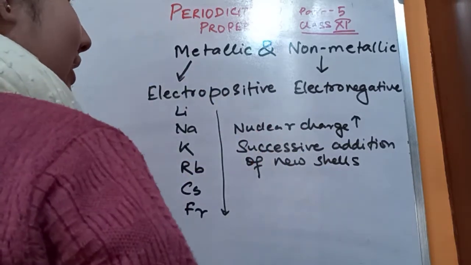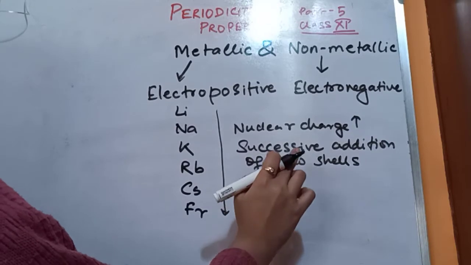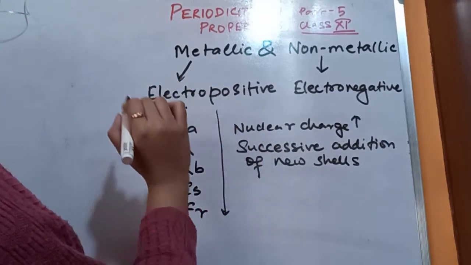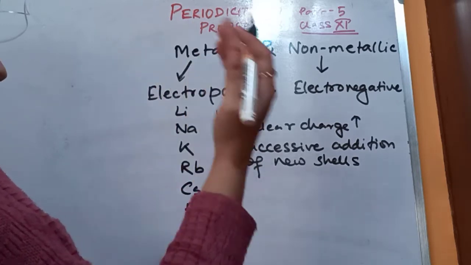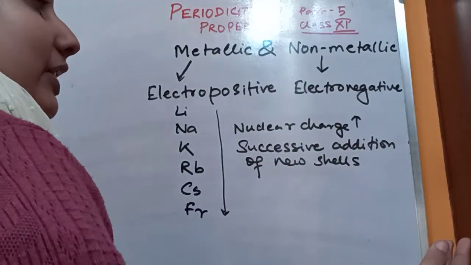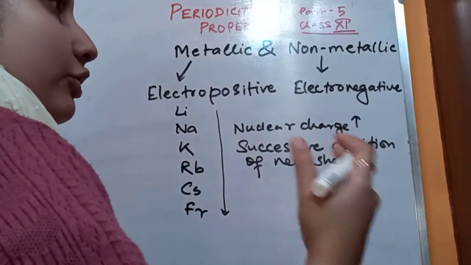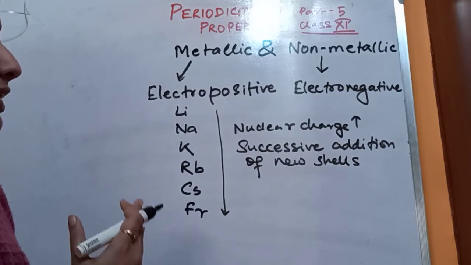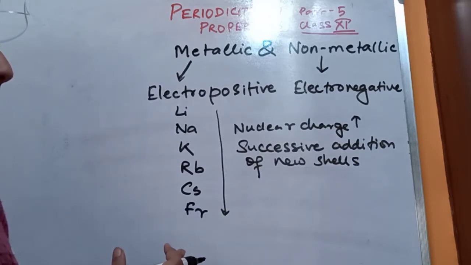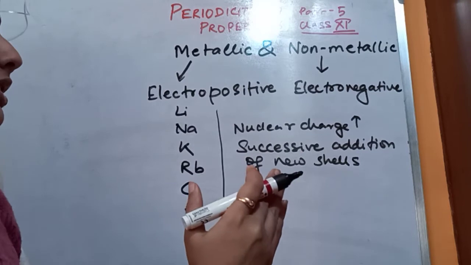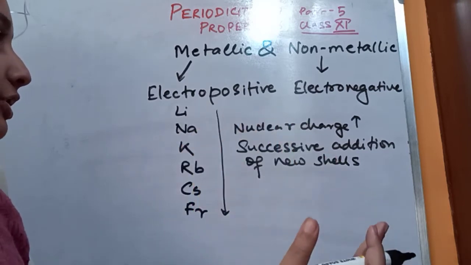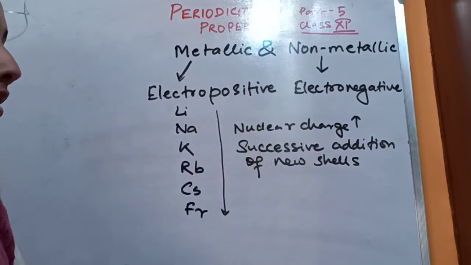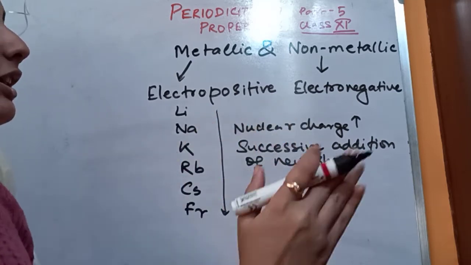In this video I will say that with the successive addition of new shells, on moving from lithium to sodium, one new shell is added. From sodium to potassium, another new shell is added. As a new shell is added, the electrons on the new shell are not as tightly held by the nucleus as before. So the electrons in the outermost shell, that is the new shell, do not experience that high nuclear charge. As a result, they can be easily lost.